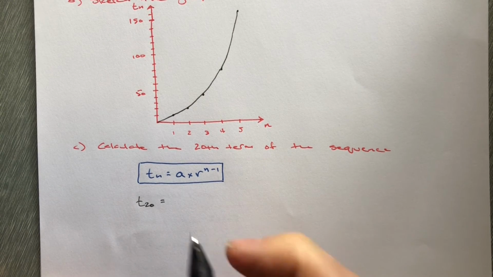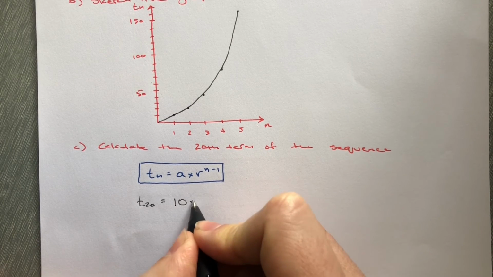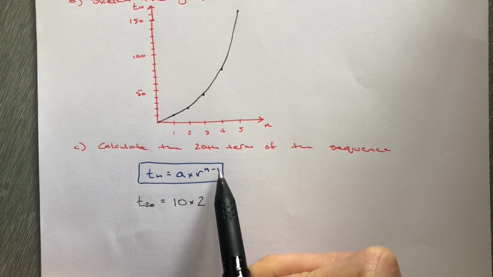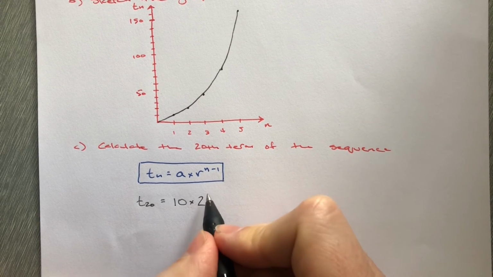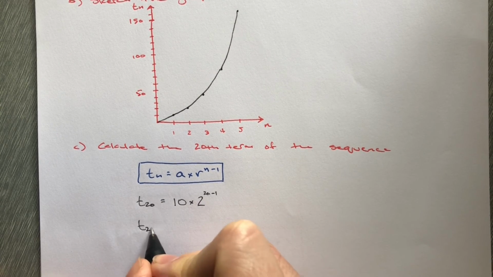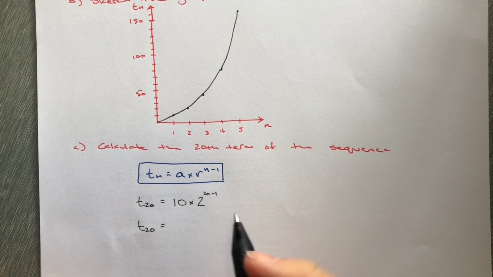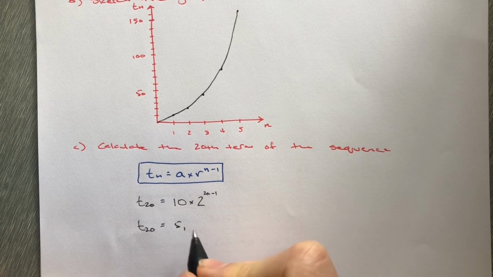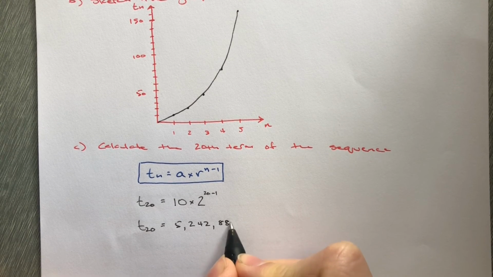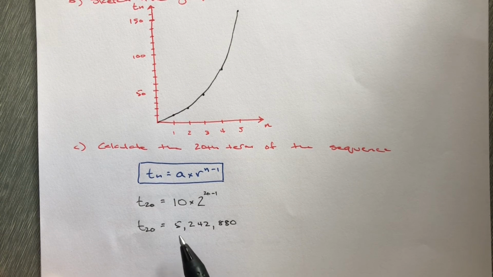Now, our first number that we were told before was 10. And we need to times it by the common ratio, which was 2. And then that's to the power of n minus 1. So if n's 20, put that in there, and minus 1. So we want to do, on our calculator, because it's going to be a big number, 10 times 2 to the power of 19. And if you do that, your answer is going to be 5,242,880.